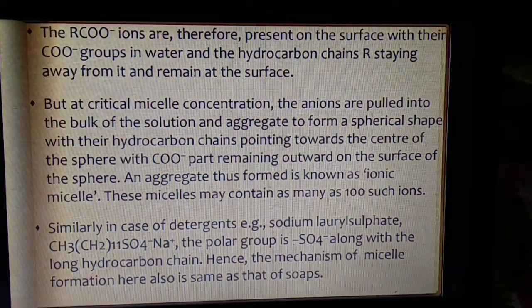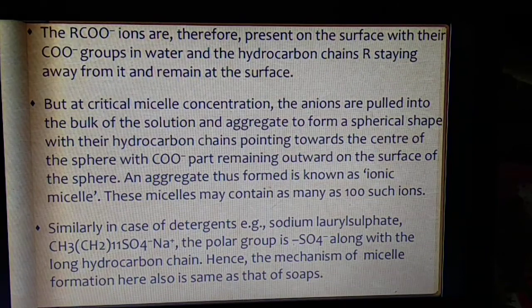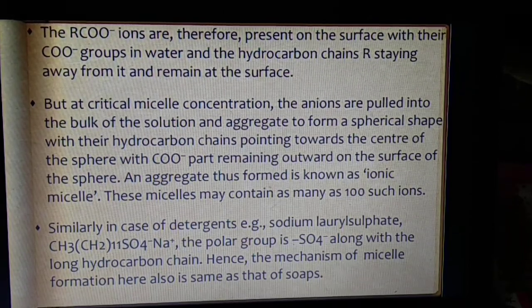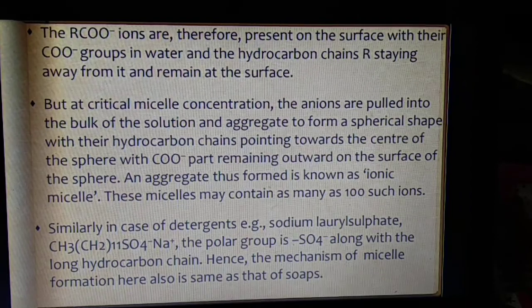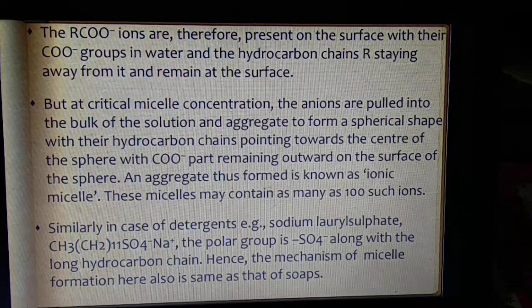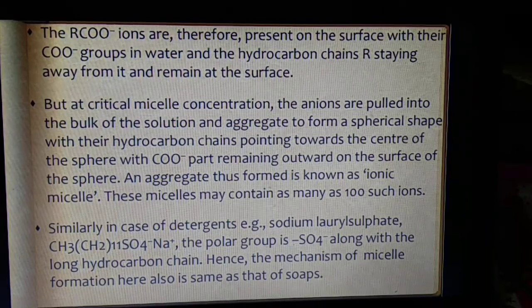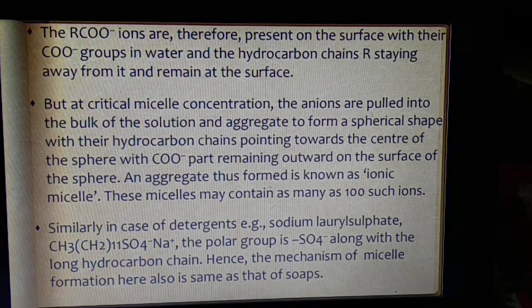The RCOO⁻ ions are therefore present on the surface with their COO⁻ groups in water, and the hydrocarbon chains staying away from it and remaining at the surface. But at the critical micelle concentration, the anions are pulled into the bulk of the solution and aggregate to form a spherical shape with their hydrocarbon chains pointing towards the center of the sphere. An aggregate thus formed is known as an ionic micelle. These micelles may contain as many as 100 such ions.